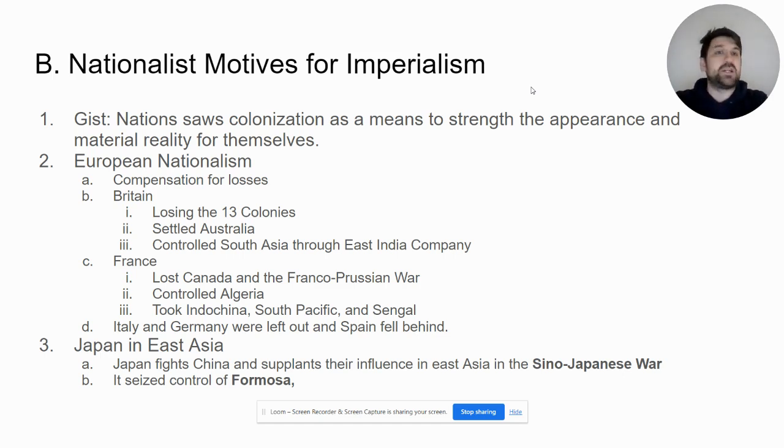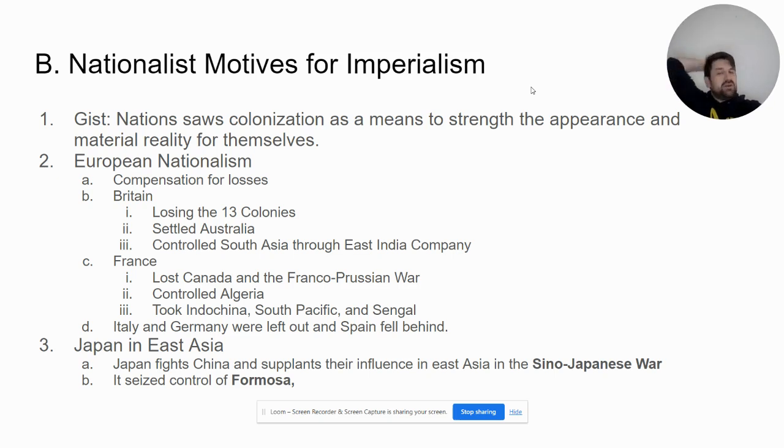The term is called the metropole, which is the central nation in an empire. So AMSCO articulates this in a lot of ways, like compensation for shame or other losses. So for example, when Britain loses the 13 colonies in the American Revolution, they seek to find colonies to, first of all, economically replace the loss of those 13 colonies in North America, but also because a strong nation needs colonies to provide advantageous trade relationships for them, right?